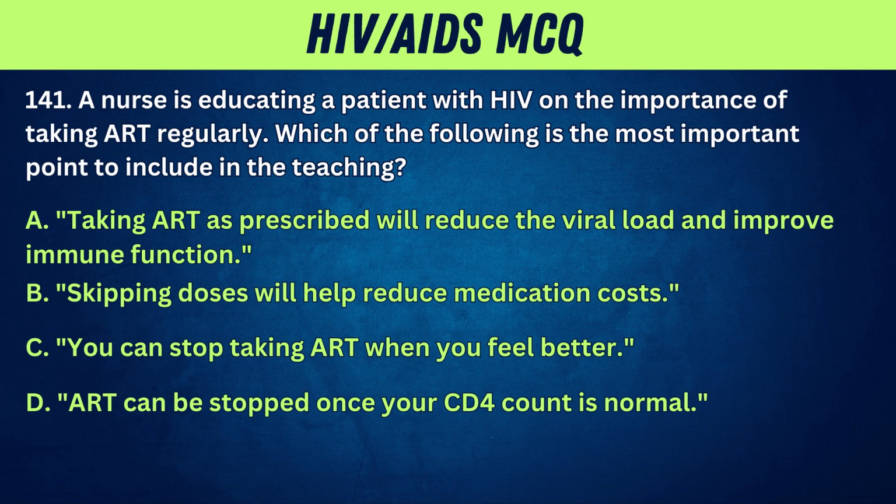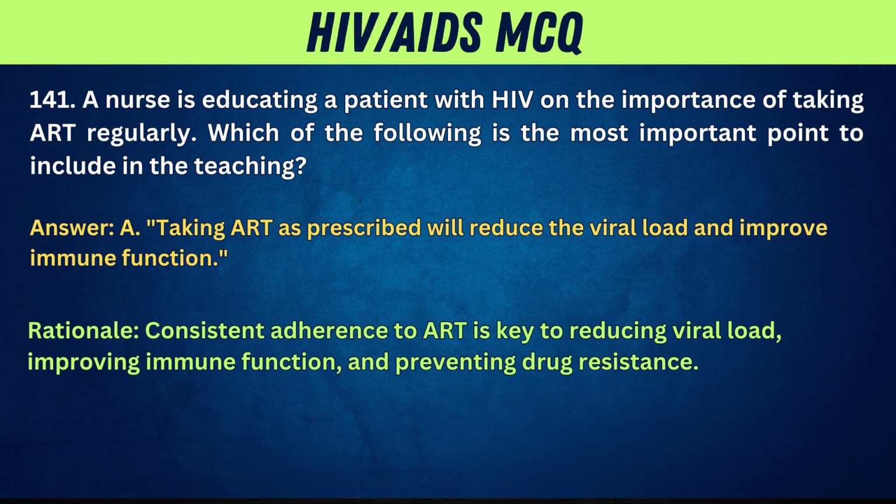141. A nurse is educating a patient with HIV on the importance of taking ART regularly. Which of the following is the most important point to include in the teaching? A. Taking ART as prescribed will reduce the viral load and improve immune function. B. Skipping doses will help reduce medication costs. C. You can stop taking ART when you feel better. D. ART can be stopped once your CD4 count is normal. Answer. A. Taking ART as prescribed will reduce the viral load and improve immune function. Rationale. Consistent adherence to ART is key to reducing viral load, improving immune function, and preventing drug resistance.